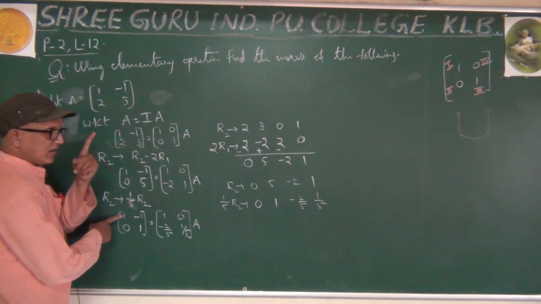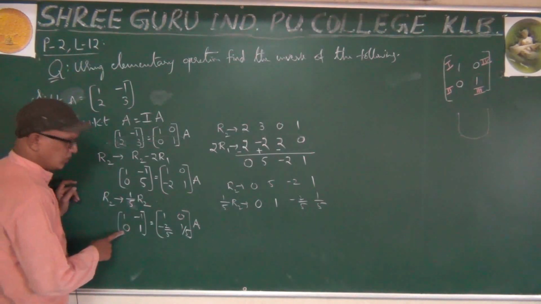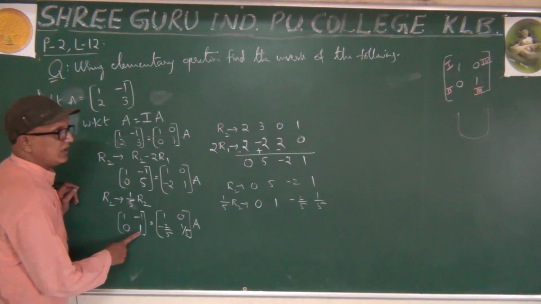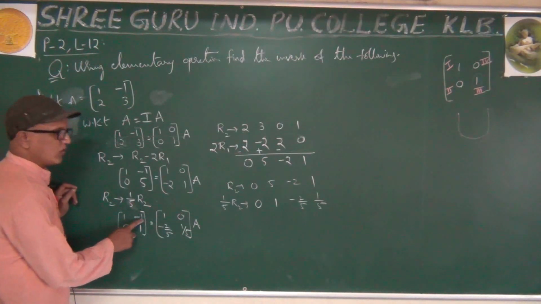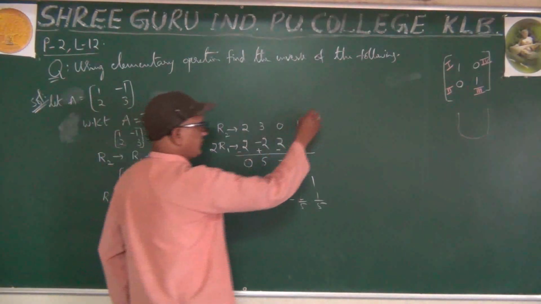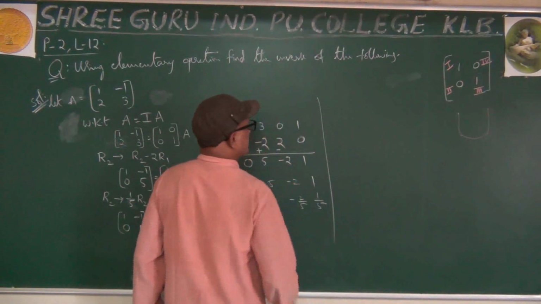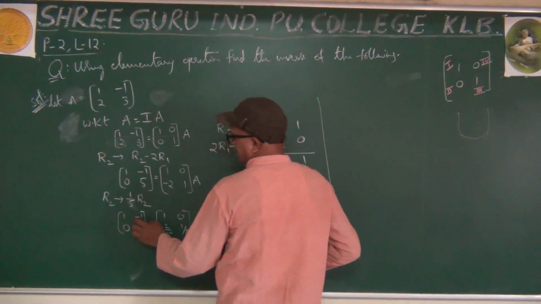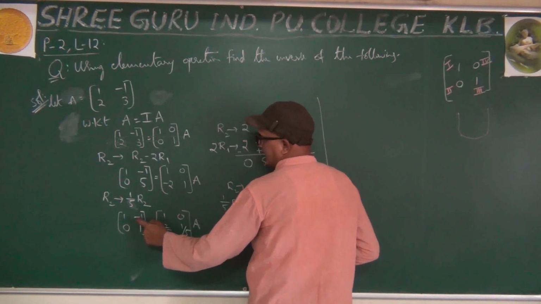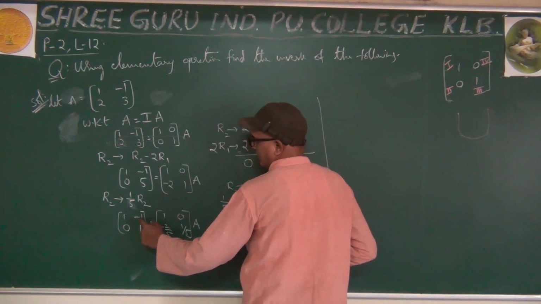Roman letter 1 we got already, it is there. Roman letter 2 we got. Roman letter 3 we got. Roman letter 4. Where is Roman letter 4? At this place. It is in the first row.